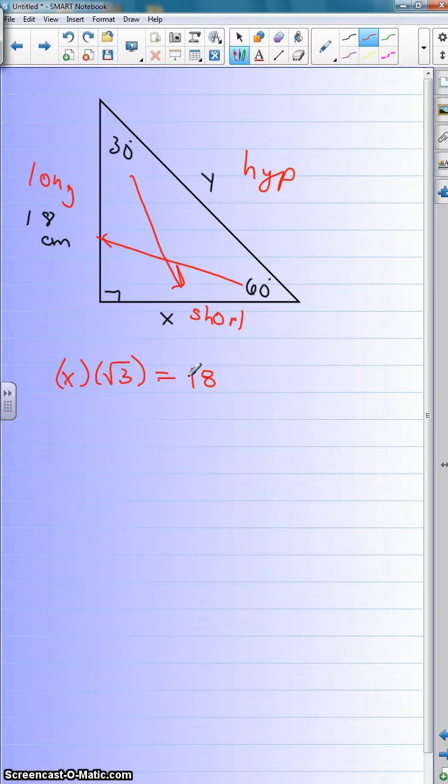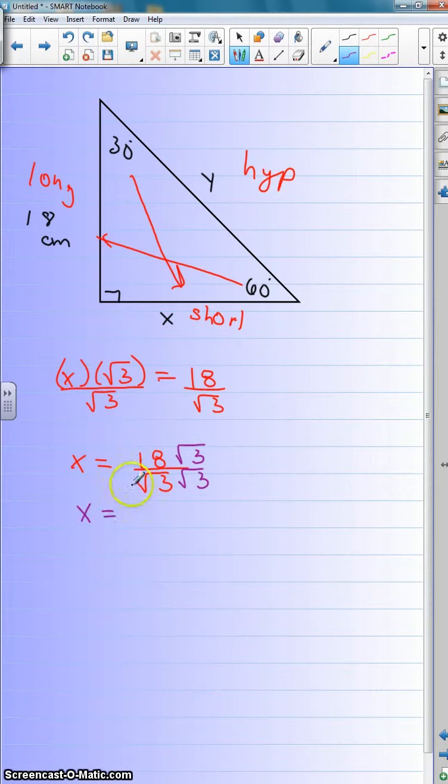Okay, so that basically means I'm going to be dividing by the square root of 3. Some students just like to simply divide without writing it out, and that's fine. So x is equal to 18 over the square root of 3. You're going to have to rationalize this because you have square roots. So I'm going to multiply top and bottom by square root of 3. So x is 18 square roots of 3 over 3, because the square root of 3 times square root of 3 is 3. Now I have to reduce this 18 over 3, which is going to be 6. So x is 6 square roots of 3, and this is my short leg, and it's in centimeters.